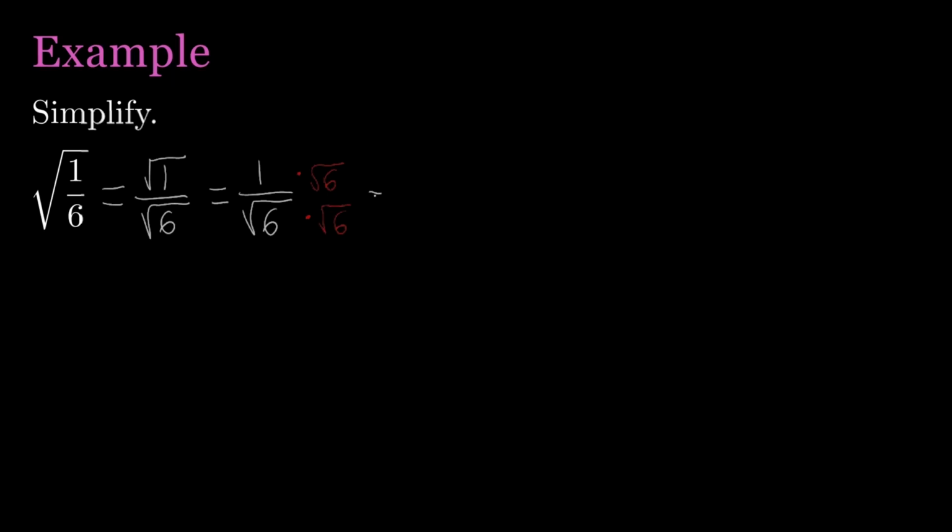And that results in the following. In the denominator, we get that 6 that we were looking for, and 1 times the square root of 6 in the numerator is simply the square root of 6. No further simplifications are possible, and we have our denominator rationalized and the final answer simplified.